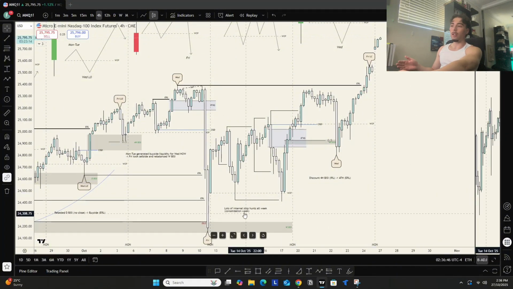Okay, so you can see lots of internal stop hunts all week. So Monday putting in a range here, Tuesday sweeping the high, the low, forming another high. Okay, and then we come back into Wednesday sweeping Tuesday's high, forming another low here. We swept it into Friday, so we can just see all these internal sweeps here. It's very messy and it's not structured and doesn't have clear expansion.